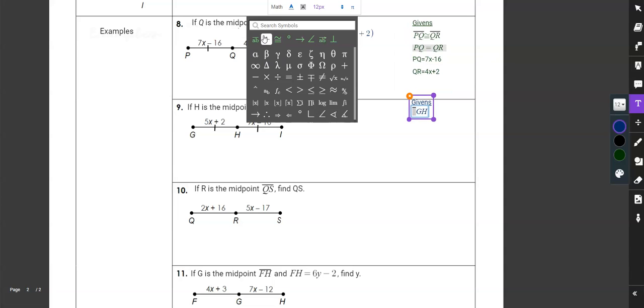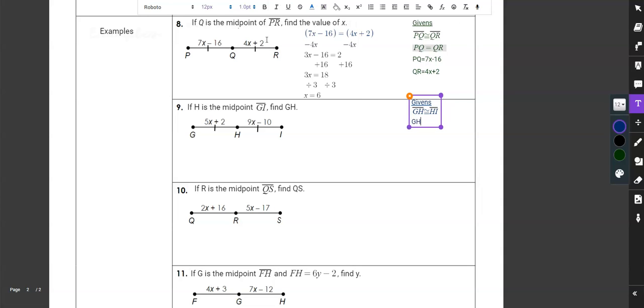Segment GH. Oops, I did that again. Sorry, guys. Segment GH is congruent to segment HI, which tells us exactly what we need to know, and that is that GH is equal to HI. We are given that GH is going to be represented by the expression 5x plus 2, while HI is going to be represented by the expression 9x minus 10.